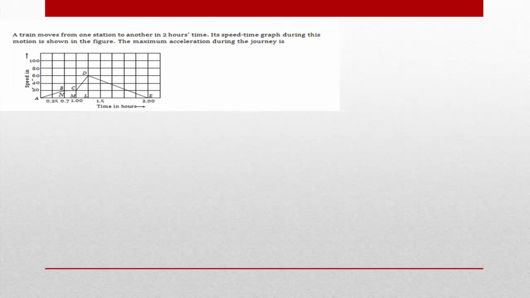Right? The next problem is a train moves from one station to another in 2 hours time. It is a speed-time graph during this motion, shown in this figure. The maximum acceleration during the journey.